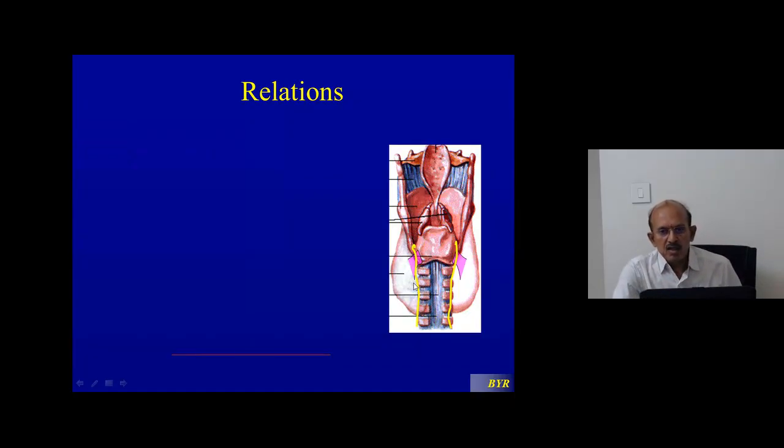Zuckerkandel is an anatomist. He observed the relationship of the recurrent nerve to this nodule. This is frequently present, and another landmark to detect the recurrent nerve is this tubercle of Zuckerkandel. Organ of Zuckerkandel is different. It is called the tubercle of Zuckerkandel.